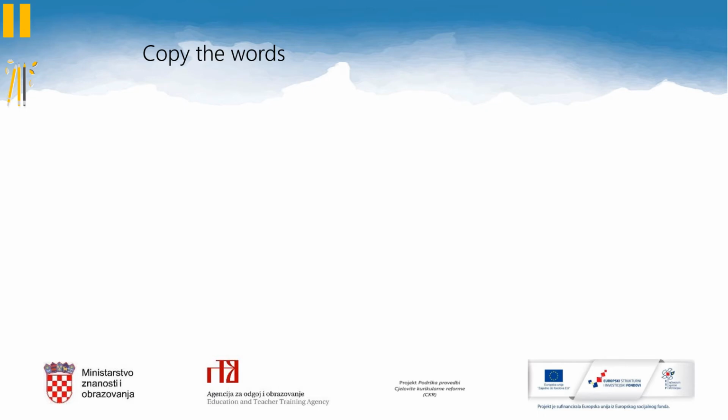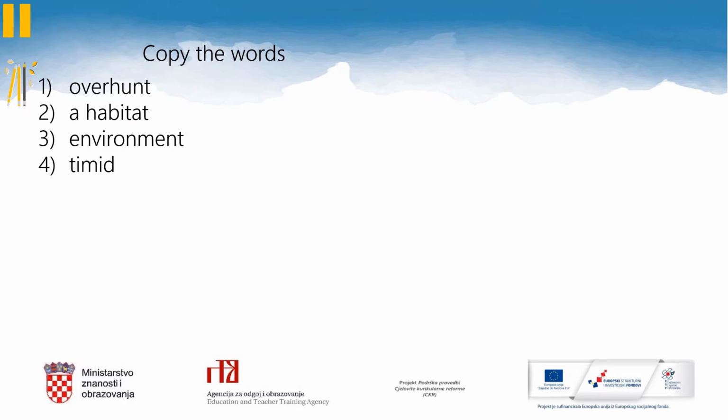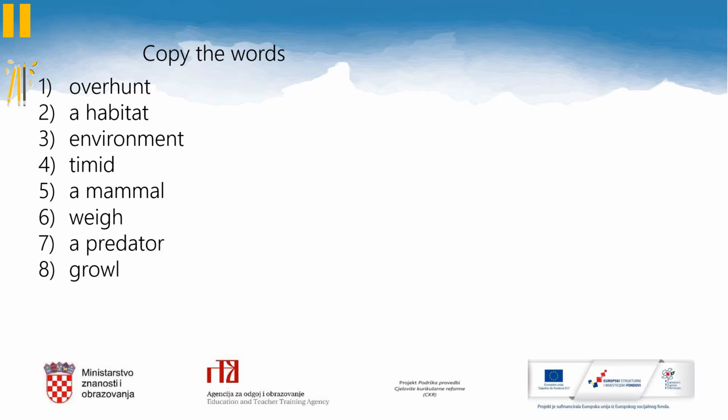We are going to check some vocabulary now. Let's look at the words. Overhunt, a habitat, environment, timid, a mammal, a predator, growl, a nest.